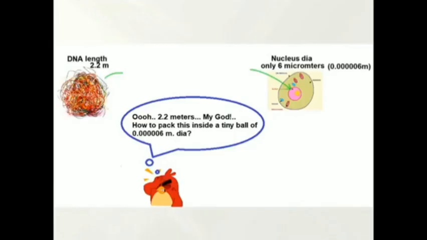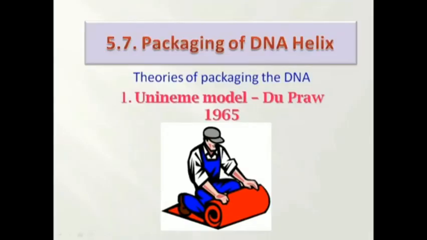The length of DNA is 2.24 meter and the nucleus diameter is only 6 micrometer, that is 0.00006 meter. So, how is it possible to have such a long polymer packed inside the cell? How does this packaging of the cell take place?